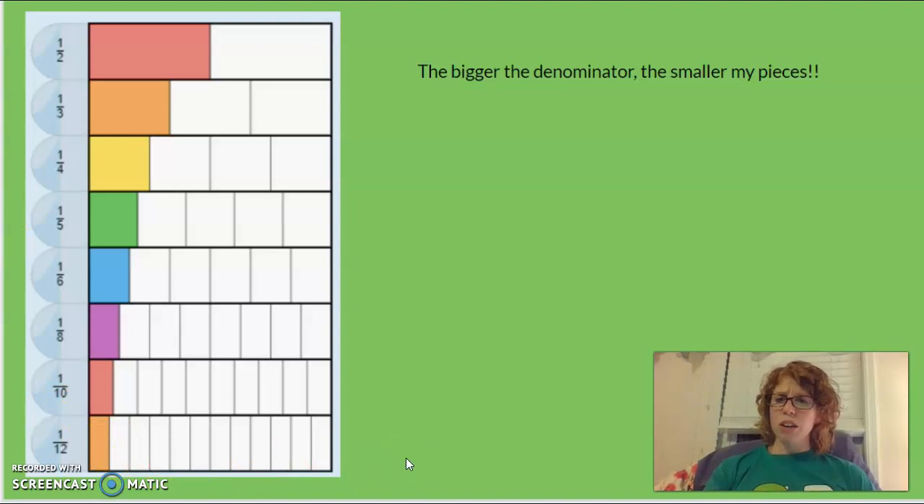I've also compared this to a classroom. The more people that come into the classroom, the less room we have. Or the more things we put into the classroom, the less room we have. That's the same thing for fractions. The more pieces you cut it into, the less space you have for each piece.